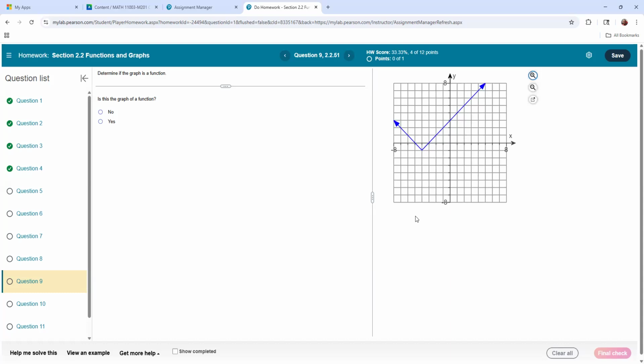Good job, y'all. That vertical line isn't going to intersect that graph more than once anywhere on it. So that's a yes. All right, y'all got one coming up again.